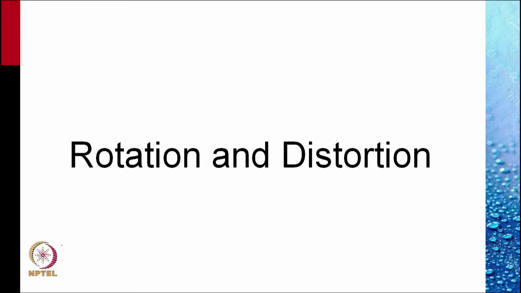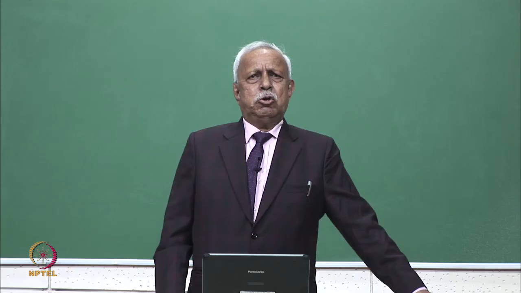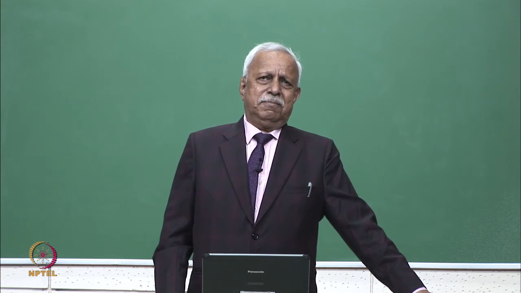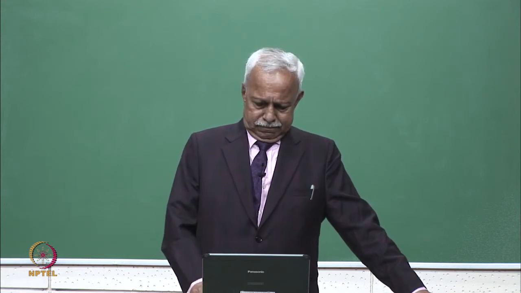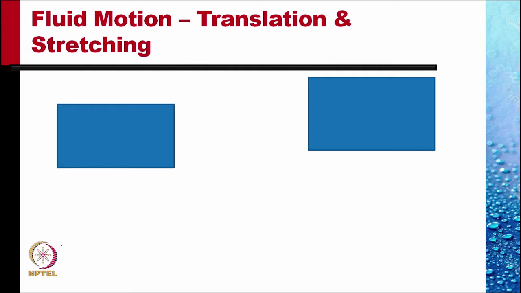Let's next consider the rotation and distortion of fluid elements when it flows. Let a rectangular fluid element on the left, inside a moving fluid, move after a time delta t to the location shown on the right. As you see, it has changed its shape. Let's assume it is not rotating or deforming.